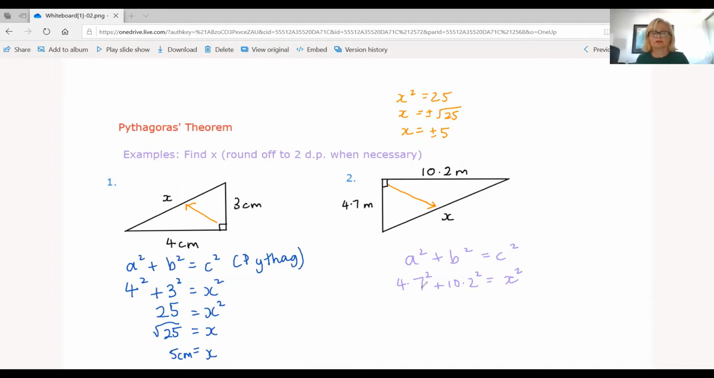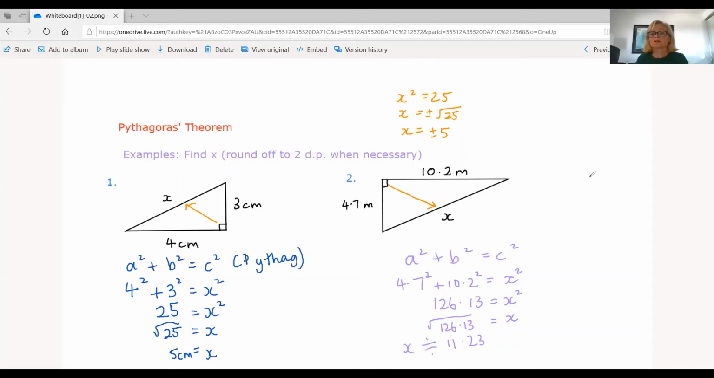4.7 squared plus 10.2 squared equals, and you get 126.13 is our x squared. Then again, just to remind you to undo the squaring part, we're going to take the square root. And we have been asked to round off to 2 decimal places. So when we do that, we get about 11.23. I might put the x over here, is approximately that.